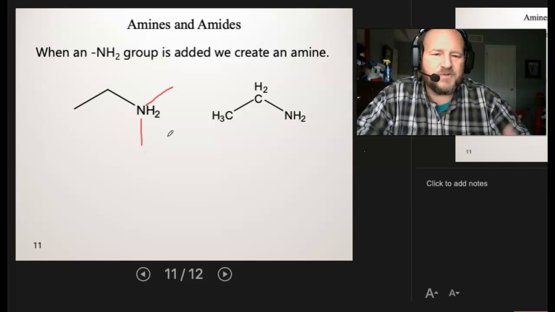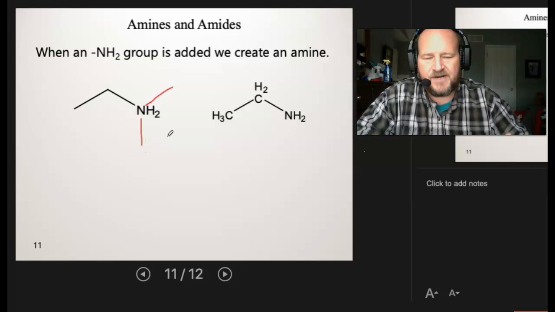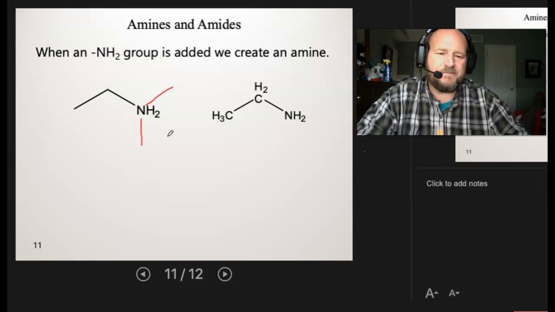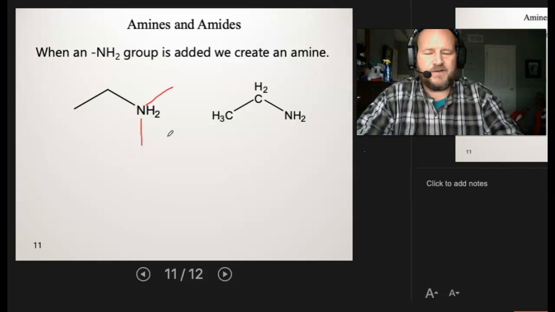For us, I just want you to be able to pick out that nitrogen. You see the carbon-nitrogen single bonds, and you know that's an amine. It doesn't really matter if it's primary, secondary, or tertiary. Not something we're going to concern ourselves with.